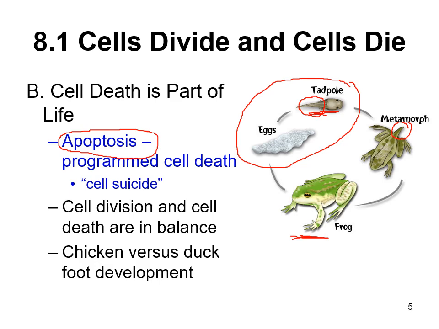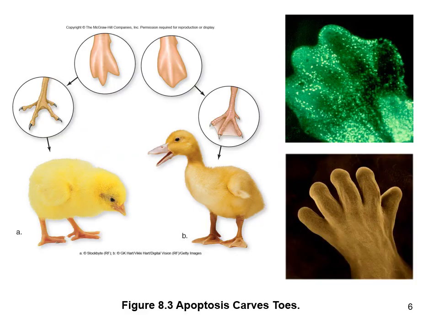We also see some examples of apoptosis when we take a look at embryology, or how embryos are able to develop. For instance, if we were to take a look at our chick and our duck right over here, very early on in their development, when their digits or their feet develop, you can see that there's webbing in between the toes. For the chick, that webbing will disappear by the time it's born. For the duck, that webbing will stay behind.